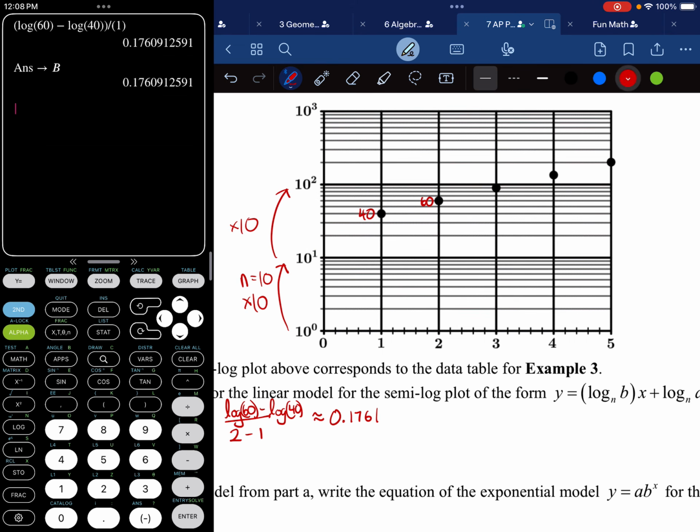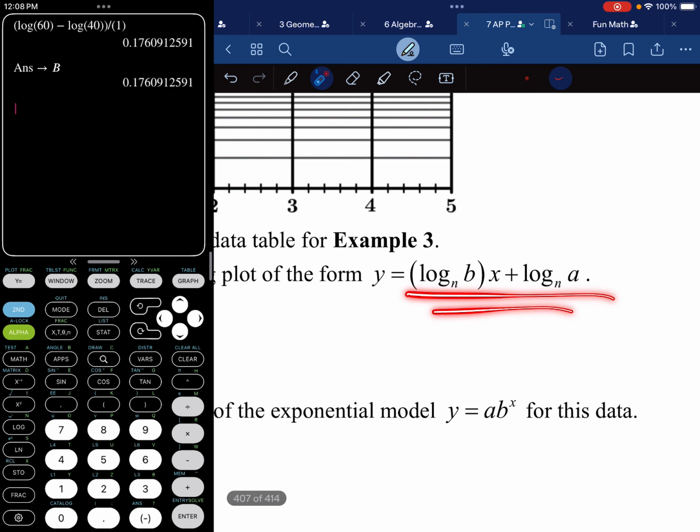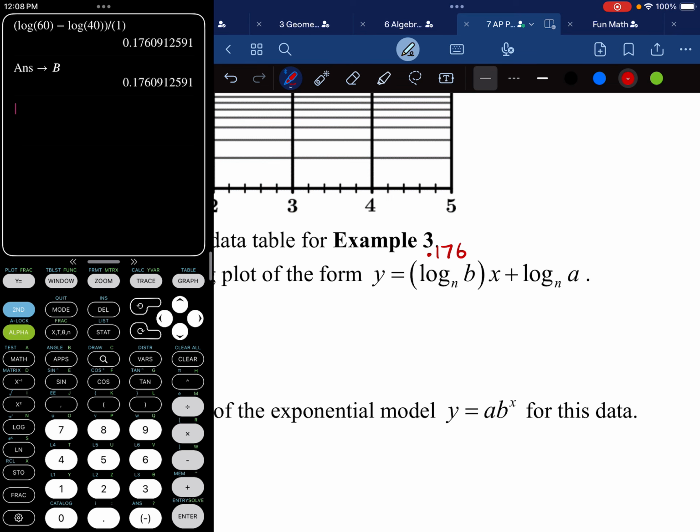So I'm going to use my old algebra skills and say, hey, I have this thing right here. And I know what this is. That value right there is 0.1761, which is the log of b. So what I really have is y is equal to 0.1761x plus this value that I don't know. I'm just going to go ahead and call all of that a for now. I know it's technically log of a, but I don't want to write that over and over. So how do I solve for this?